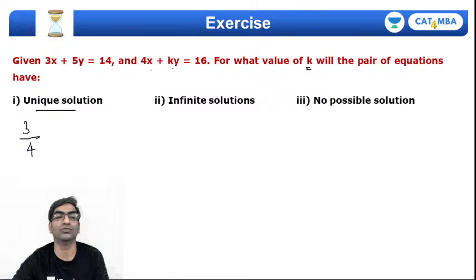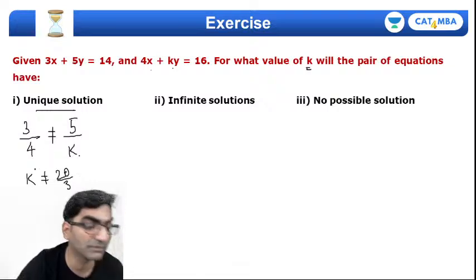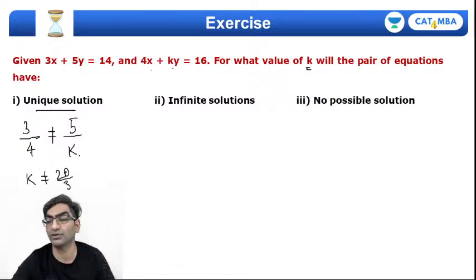a1 by a2, right? So 3/4 should not be equal to 5/k, right? तो इससे कंडीशन क्या आएगा? ये 3/4 है तो क्रॉस मल्टीप्लाई कर देते हैं इनइक्वालिटी के लिए. k should not be equal to 20/3. So any value except 20/3 will give me a unique solution, right?